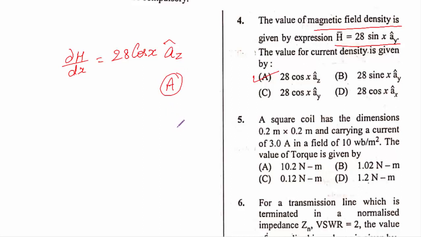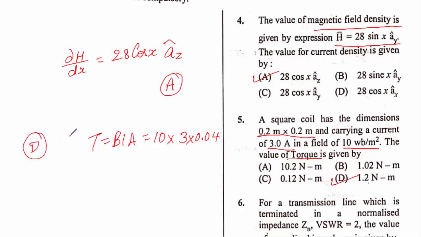Fifth question what they are given is a square coil which will be having a dimension of 0.2 meter cross 0.2 meter and carrying a current I equals to 3 amperes in a field of 10 Weber per meter square. You need to calculate the torque. We know that torque is given by BIA. What is the value of B? It is 10 Weber per meter square multiplied by what is the current, that is 3, multiplied by what is the area, that is 0.2 multiplied by 0.2 will be 0.04. Hence the answer that is going to follow is 1.2 Newton per meter, that is option D is going to follow.